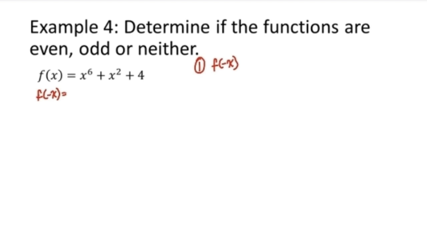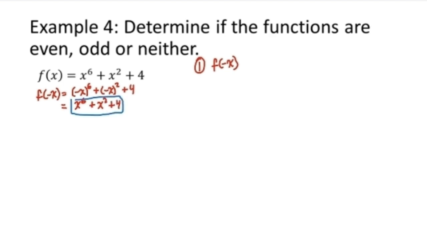F of negative x means I'm replacing x with negative x in our equation. And make sure you are careful with parentheses. Keep your negative x in parentheses. Then from there, we're going to try to simplify. Well, negative x to the 6 means we're multiplying negative x by itself 6 times. Well, if I multiply an even number of negatives together, I know the answer is going to be positive. So I get x to the 6 without the negative. Same thing goes for x squared, and 4 stays 4.